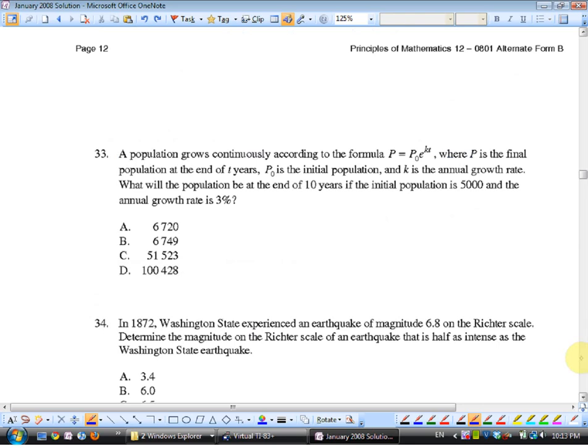Number 33. Population grows continuously according to the formula P equals P0 e to the kt, base e, where P is the final population, t is the time, P0 is the initial population, k is the annual growth rate. What will the population be at the end of 10 years? Okay, so they want me to find final population. That means they gave me everything else. Initial population is 5,000 times e. The growth rate is 3%, so 0.03, and 10 years.